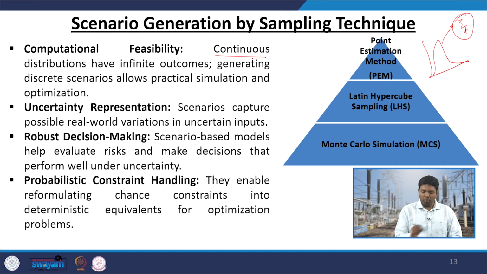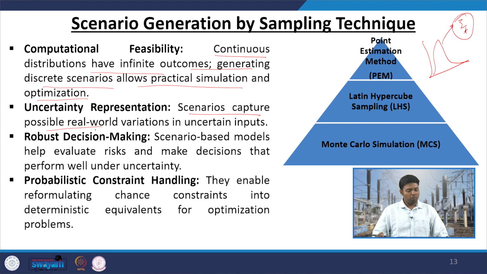For computational feasibility, continuous distributions have infinite outcomes. Generating discrete scenarios allows practical simulation and optimization. Okay. Scenarios capture possible real world variation in uncertain inputs, and that will give you the uncertainty representation. For robust decision making, scenario based models help evaluate risks and make decisions that perform well under uncertainty.